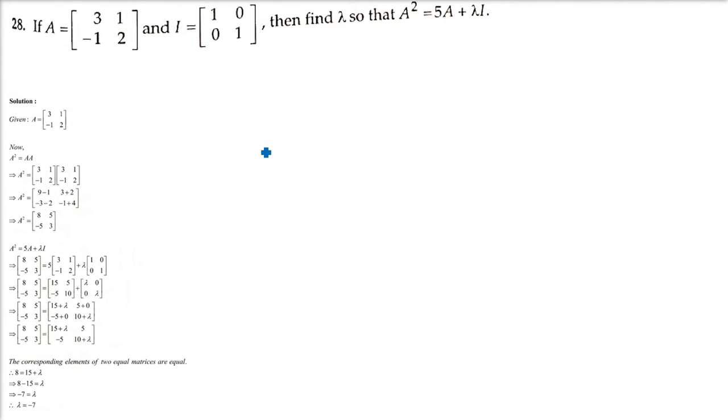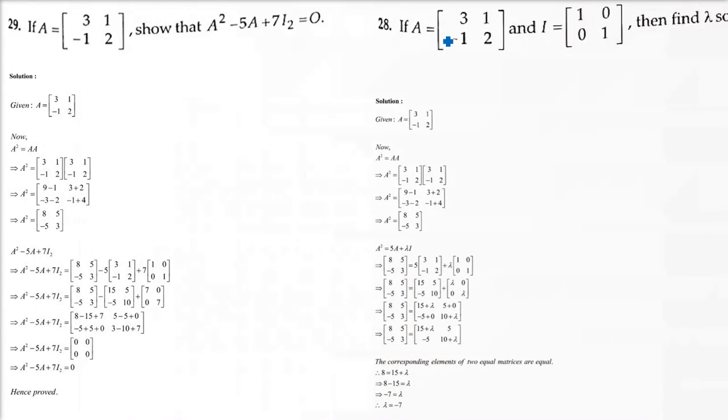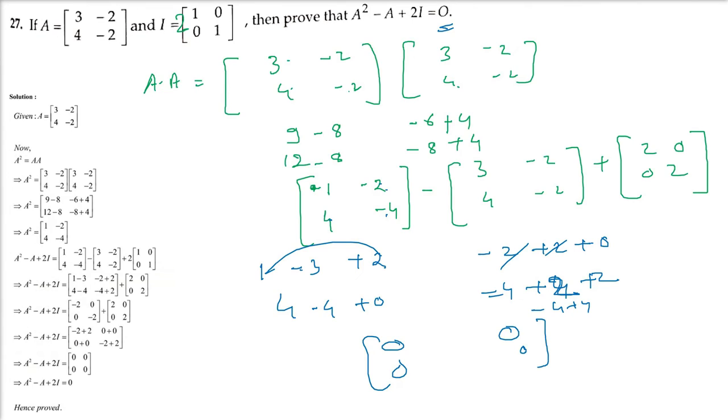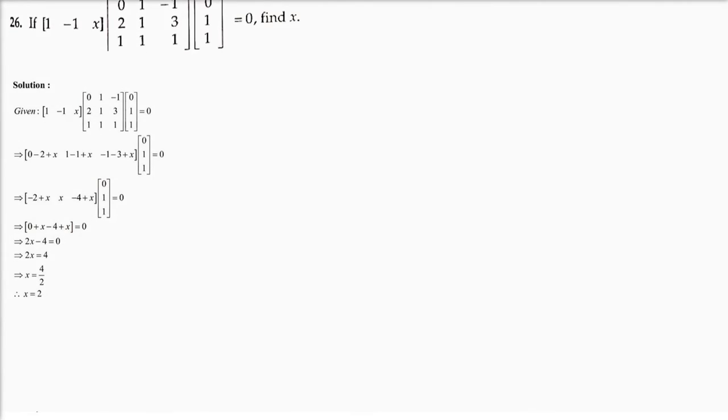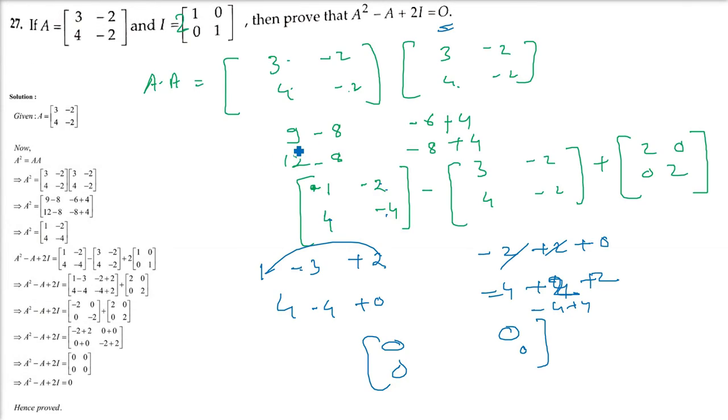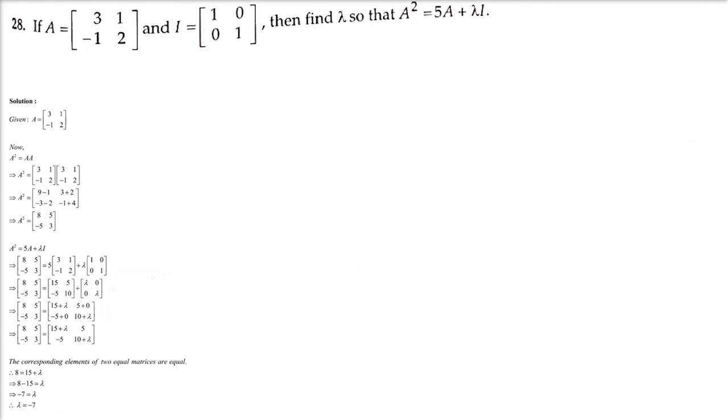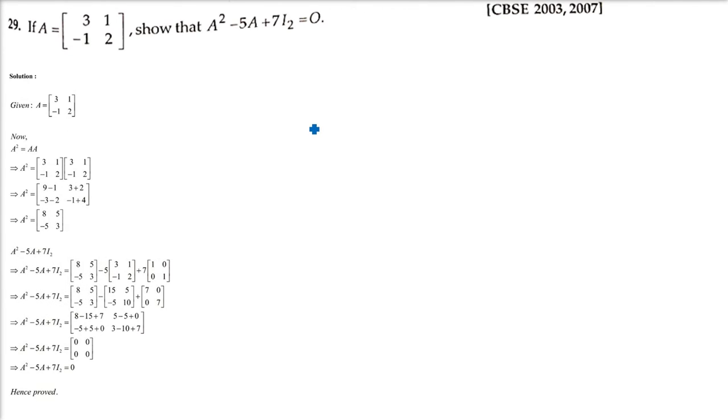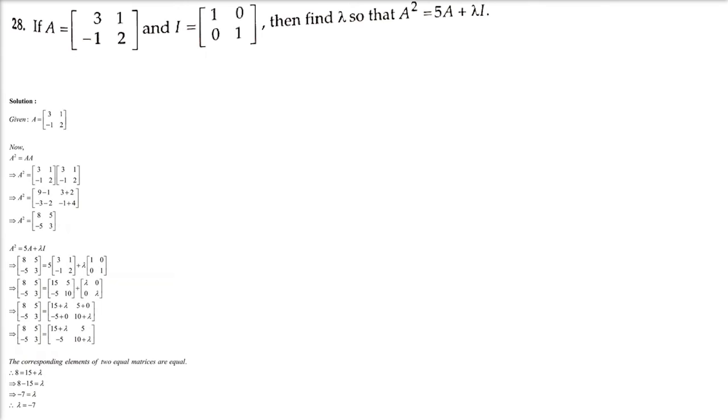Now this is the 28th question. We have to find out lambda here. So in order to find out the lambda, the next question is also like this. It is not lambda, but you have to find out A square and put values and try to fulfill the equation. So there are questions coming like the 29th question and different questions. We'll do the 28th because it is asking for lambda.